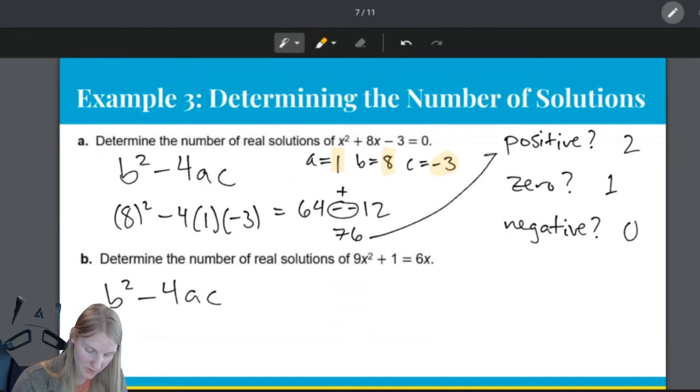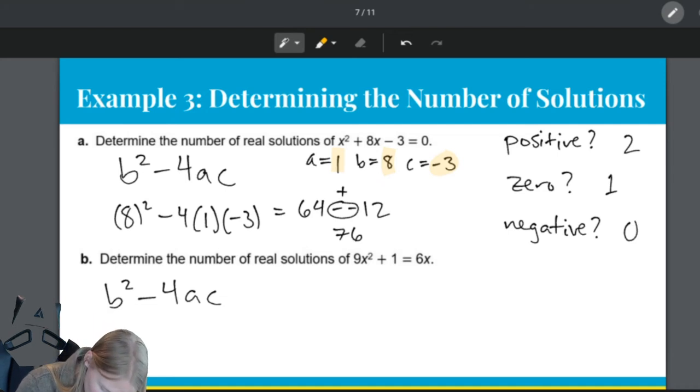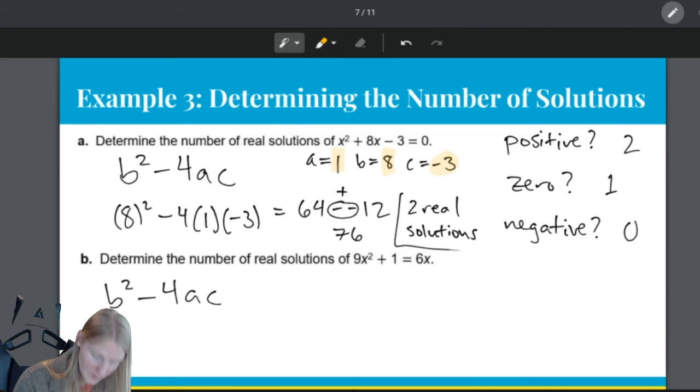76 is positive. So we have 2 solutions. And in fact, if I had more space, I want us to write 2 real solutions. Put a box around that. There we go. 2 real solutions.